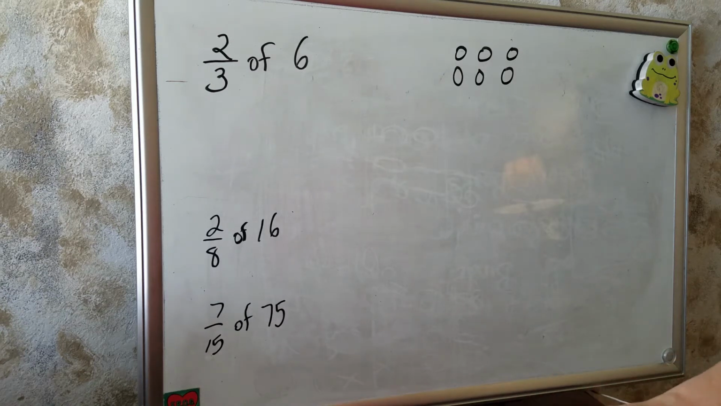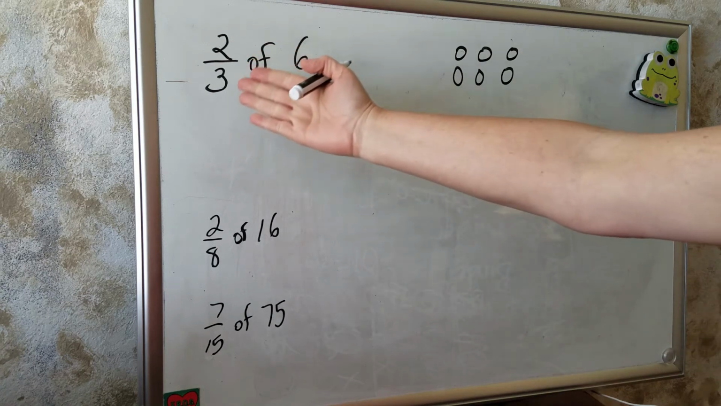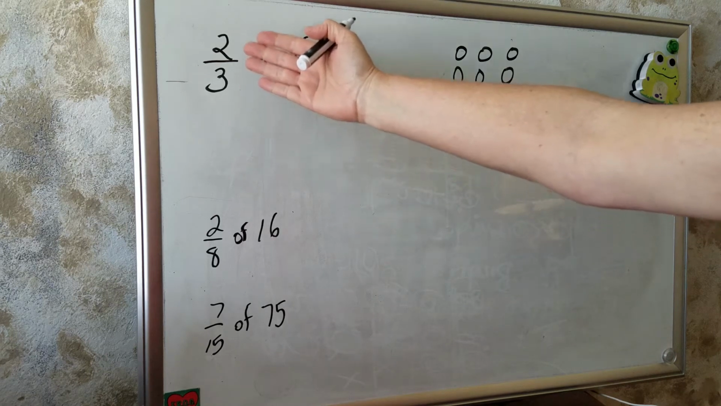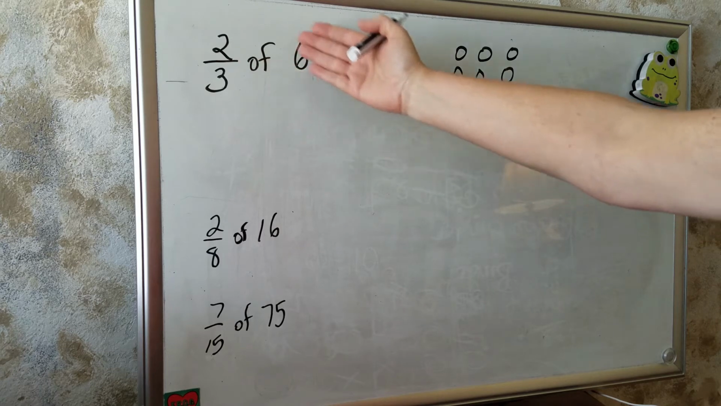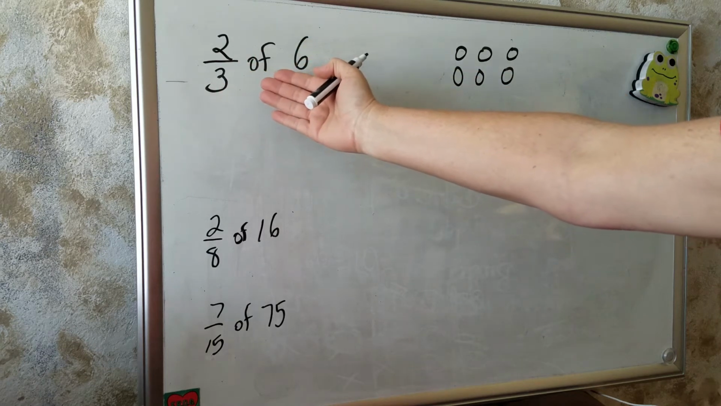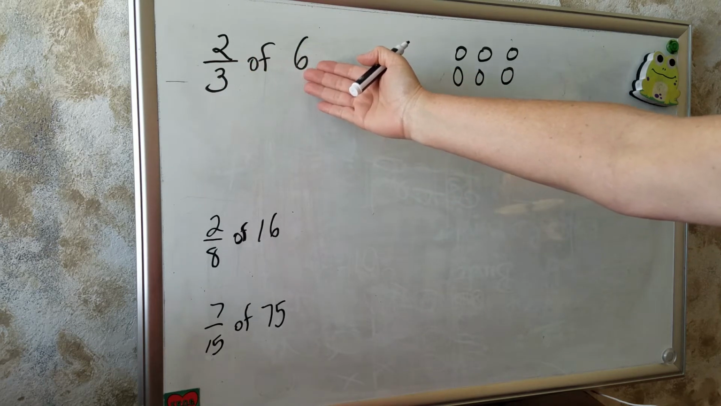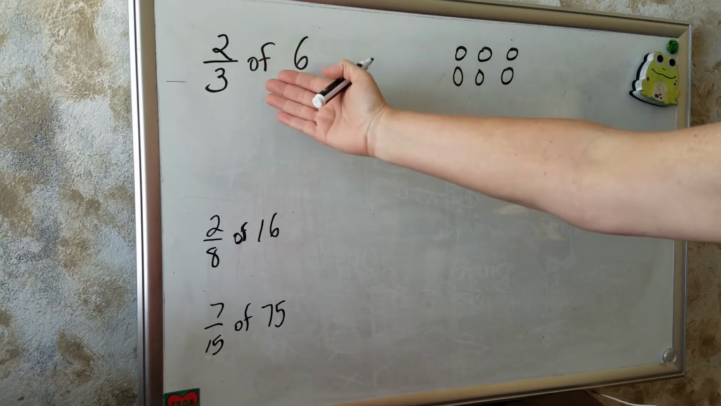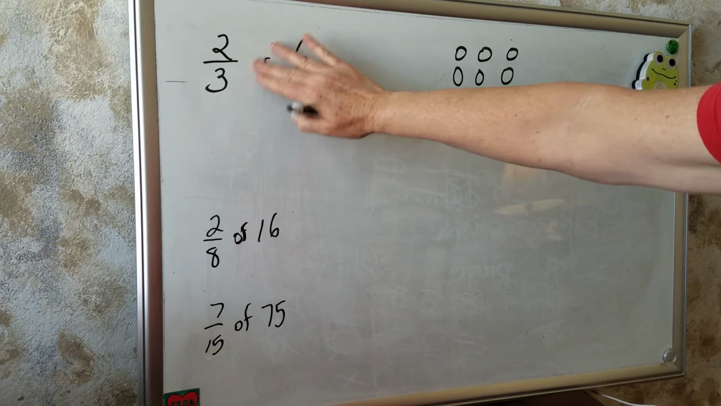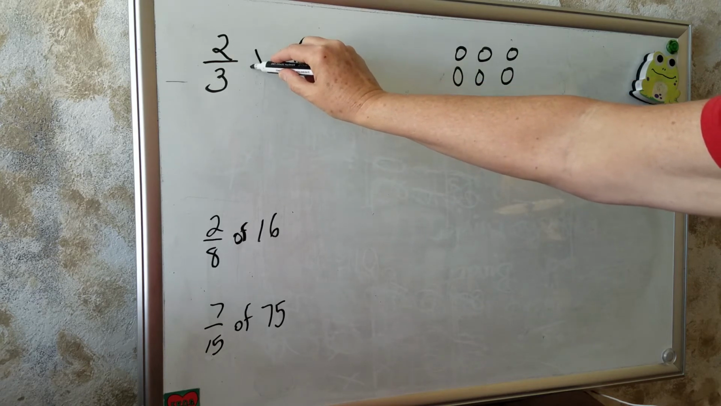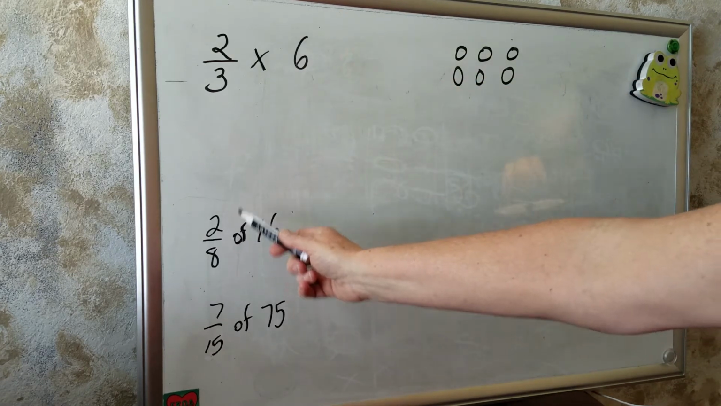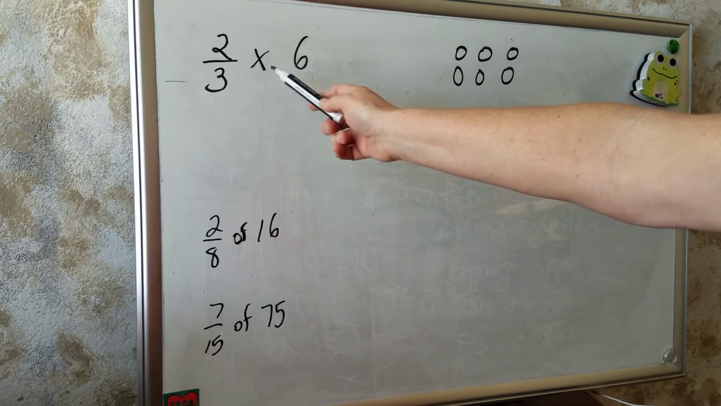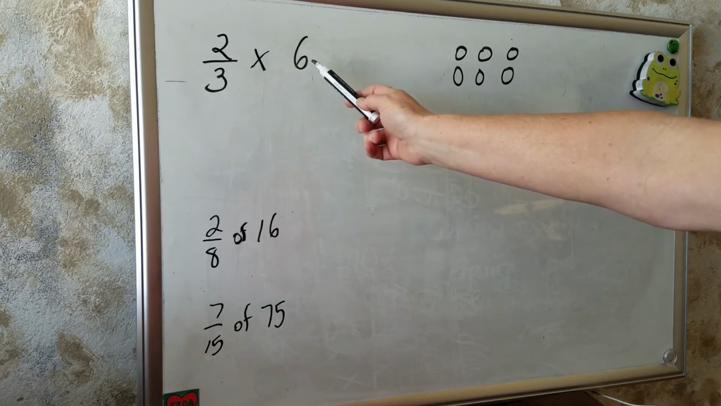Today we're going to be talking about finding a fraction of a whole number. Anytime you see this language, a fraction of something else, whether it's a whole number or a fraction, you need to interpret that "of" as multiplying. So when I'm finding 2/3 of 6, I'm simply multiplying 2/3 times 6.